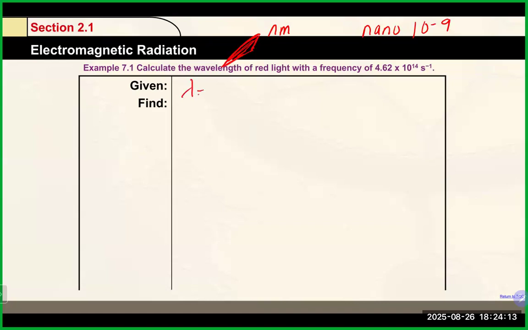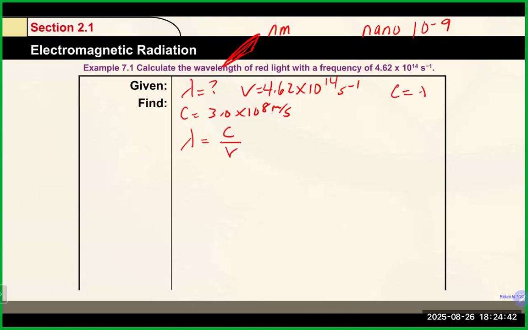We are looking for the wavelength. We are given the frequency here, which is 4.62 times 10 to the 14 reciprocal seconds. Again, we always have the speed of light, 3 times 10 to the 8 meters per second, or you can use obviously the 2.9979 number if you like. In this case, we're going to solve for the wavelength. That's going to be c divided by our frequency, because c is equal to the wavelength times the frequency, so we're just dividing to the other side.